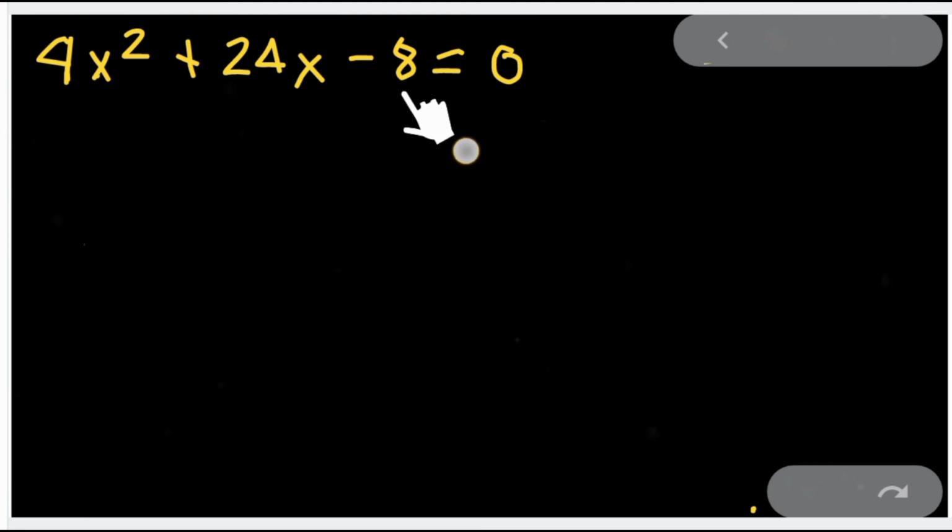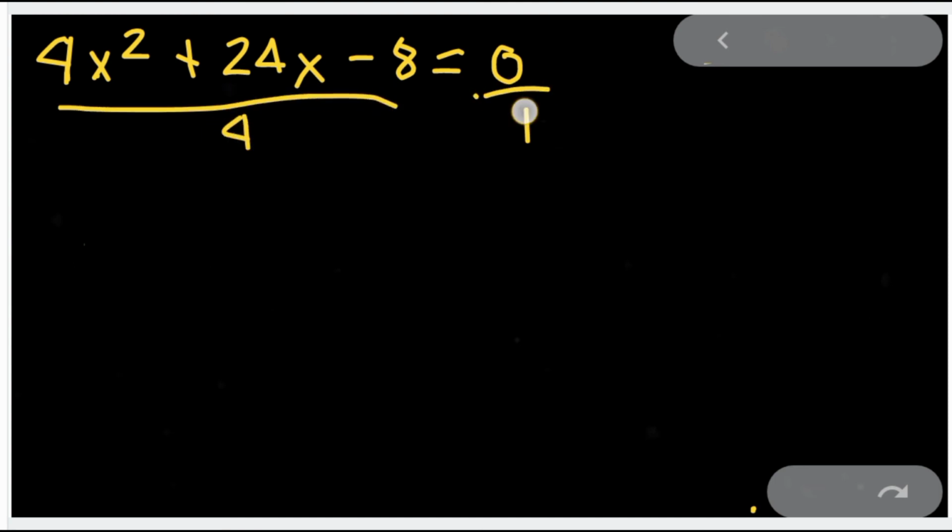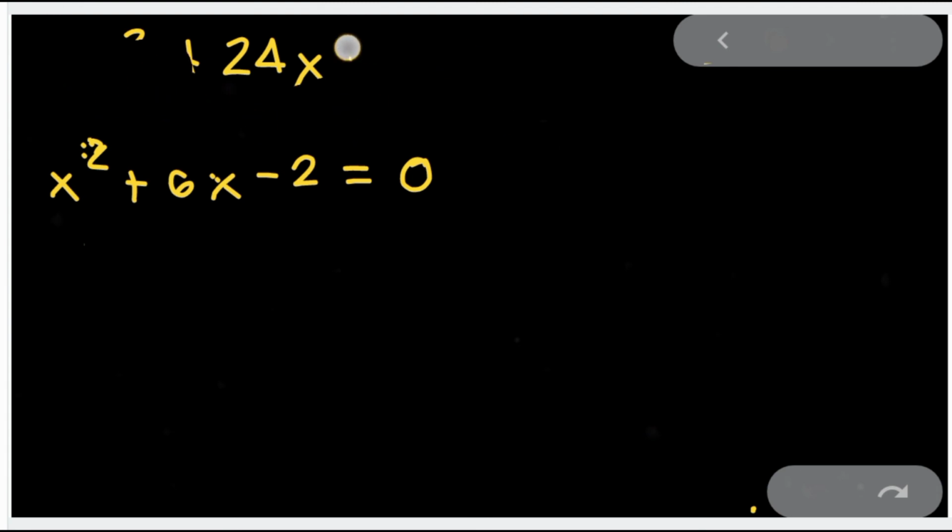As you can see on the equation, it is divisible by 4. So we can divide 4 on both sides. 4 divided by 4, we have now x squared. 24 divided by 4, we have now 6x. And negative 8 divided by 4 is negative 2, equals 0. So now we have this new equation. Just rewrite it first: x squared plus 6x minus 2 equals 0.